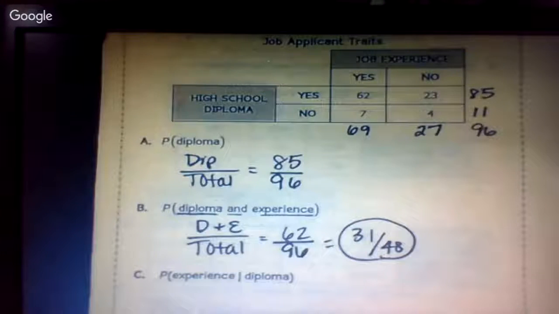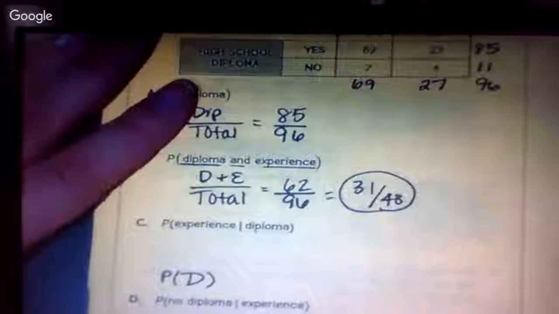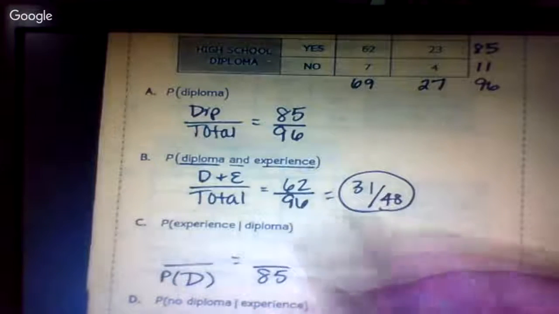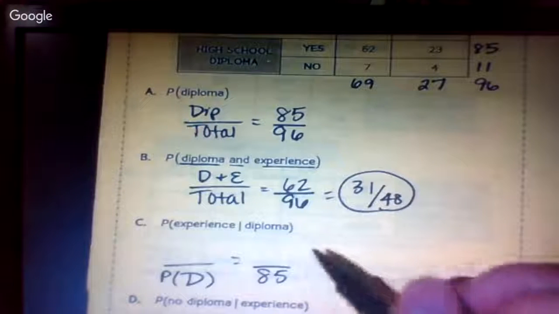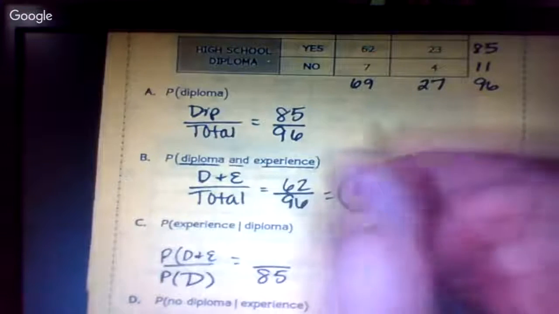Take a look at C. The probability of experience given that we have a diploma. Is this conditional? Yes. What's my first condition? A diploma. So in the bottom, we want the probability of a diploma. So that'll be 85, right? Of those people that have a diploma, I want to know how many have experience. 62.